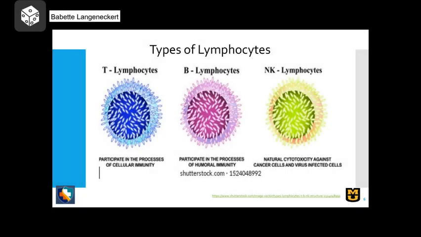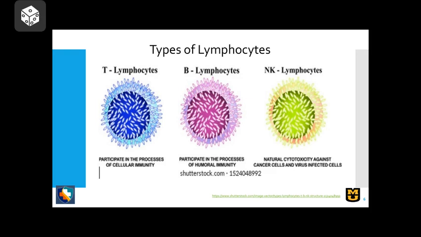There are three types of lymphocytes. T lymphocytes are a type of white blood cell that directly fights foreign invaders, also called a T cell. They produce cytokines that help activate the immune system. T lymphocytes develop from stem cells in the bone marrow and mature in the thymus.